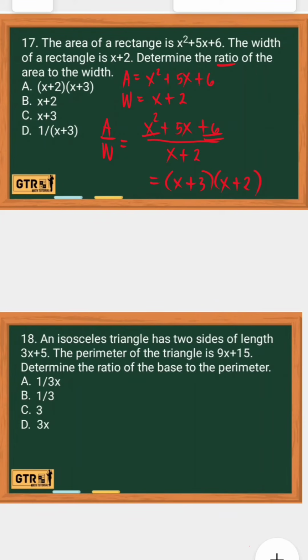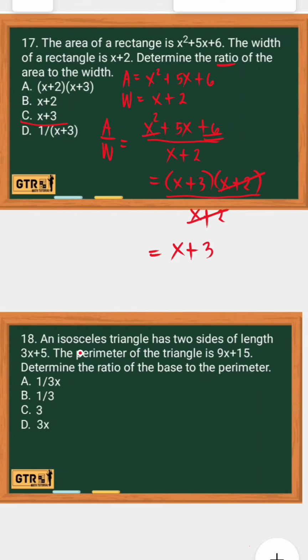Okay? So therefore, just divide this by the width, which is x plus 2. So cancel out the common term. We have x plus 2 in the numerator and x plus 2 in the denominator. So therefore, the ratio of area to the width is x plus 3. So x plus 3 over 1, or simply x plus 3. So the answer is letter C, x plus 3.